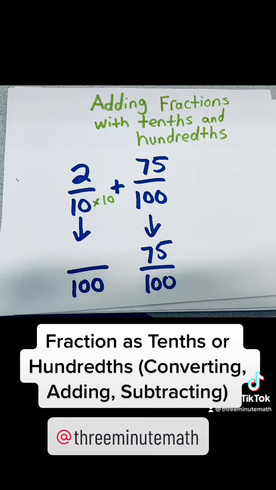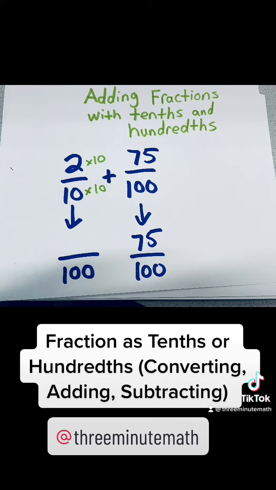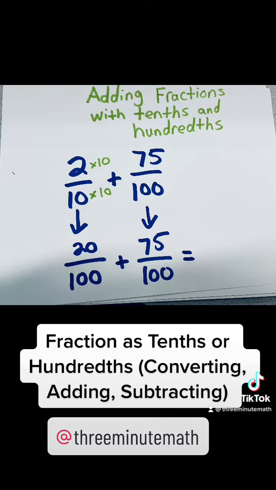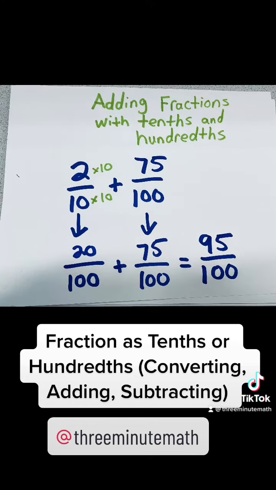Again, I'm going to multiply the denominator by 10 in order to get to 100. I must do the same thing with my numerator, 2 times 10. So I end up with 20 over 100. So I'm going to add 20 hundredths plus 75 hundredths and end up with 95 hundredths.